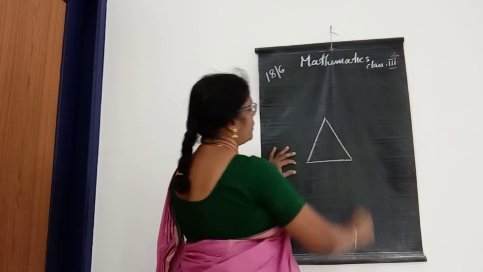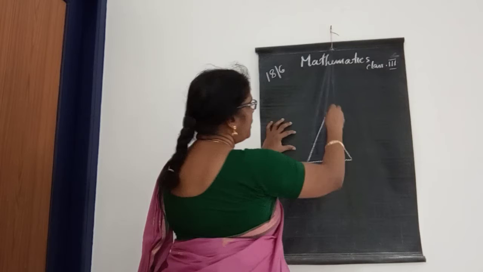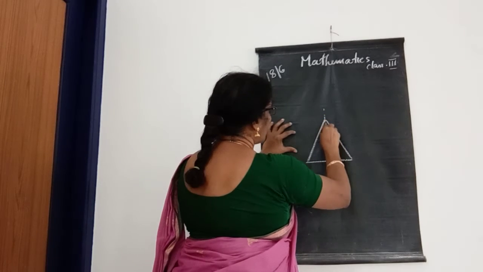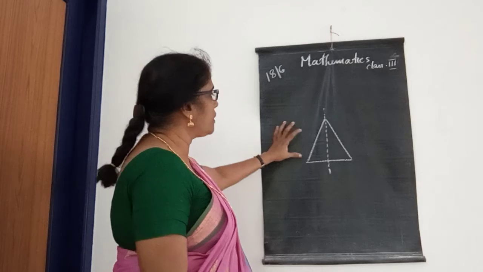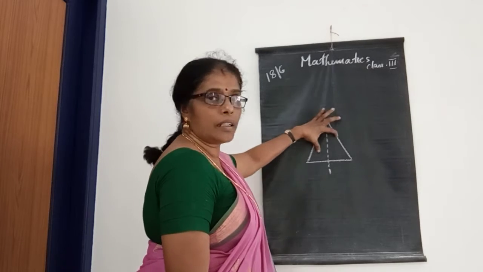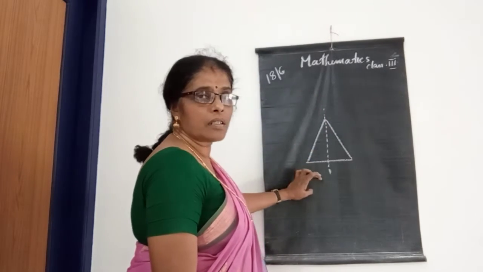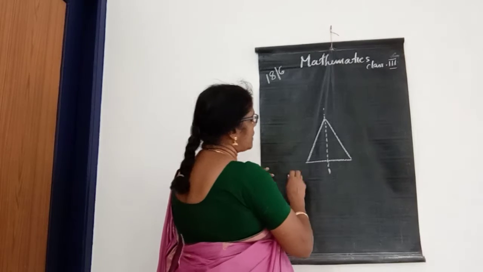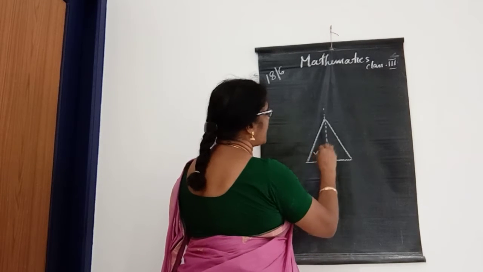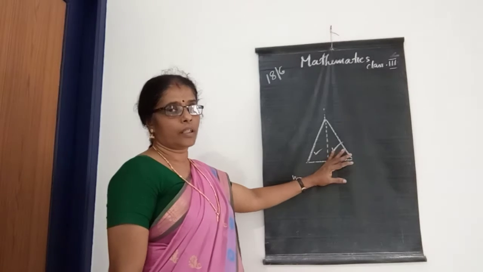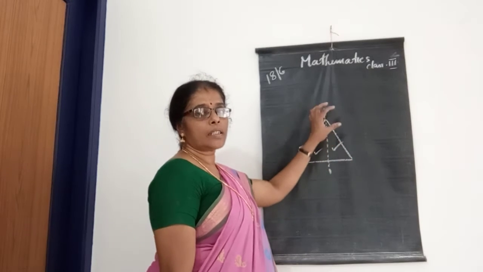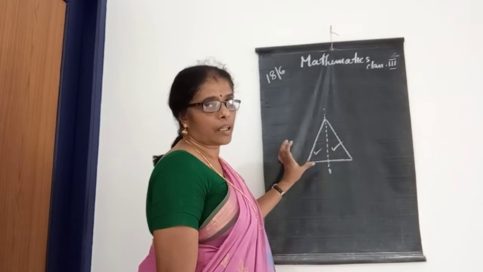Okay. Then look here, this one is a triangle. If we divide this triangle by a dotted line like this, so this triangle is a mirror image because the left side and right side are equal, isn't it? So we can call this triangle a mirror image.